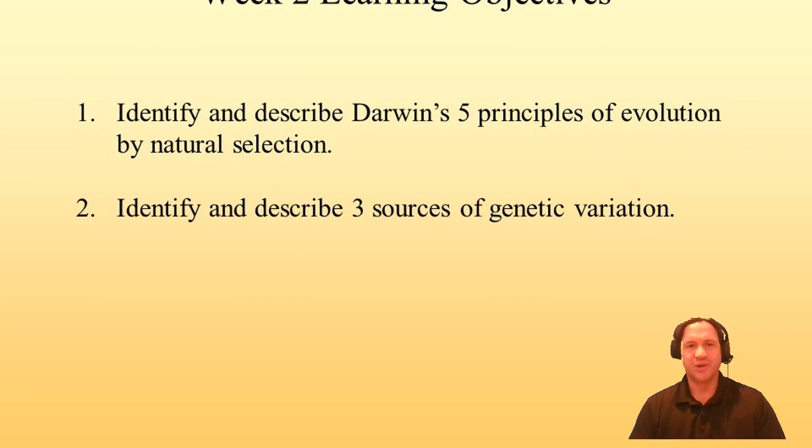Now, on to Week 2 learning objectives. These are the things you should be able to do at the end of this lecture. Number one, identify and describe Darwin's 5 principles of evolution by natural selection. And number two, identify and describe 3 sources of genetic variation.